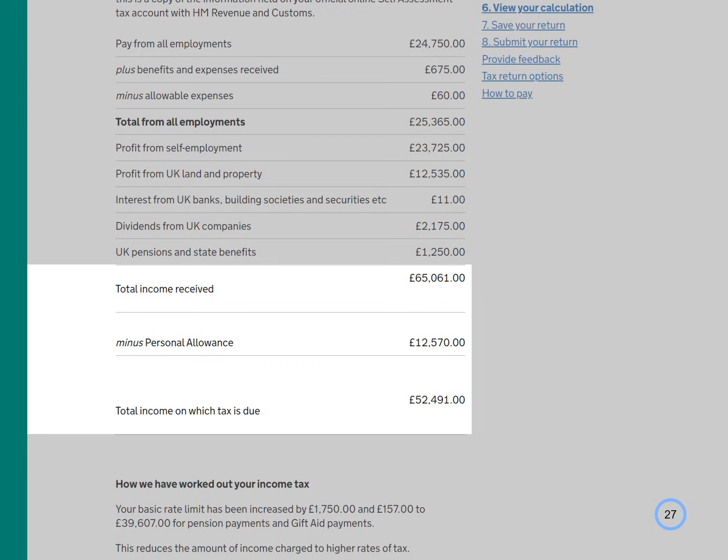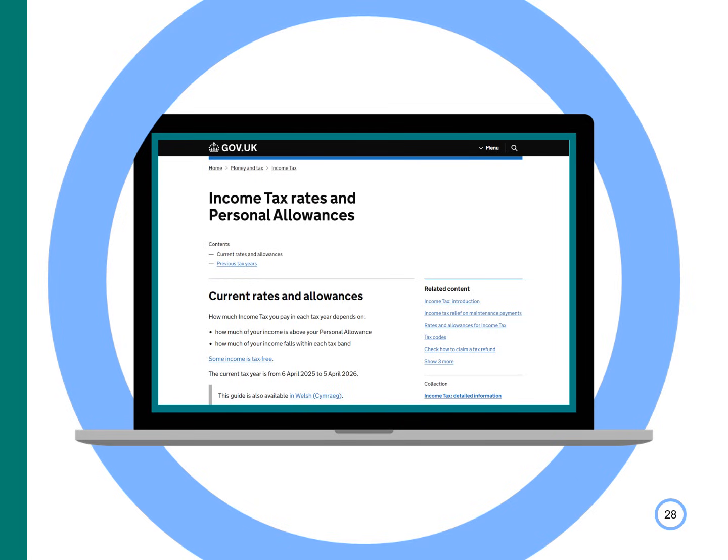£12,570 is the standard personal allowance for 2024 to 2025. Your allowances may be higher if you're receiving marriage allowance or claiming blind person's allowance. If your income is over £100,000, it will be lower. You can find out more about the personal allowance and income tax rates on gov.uk.